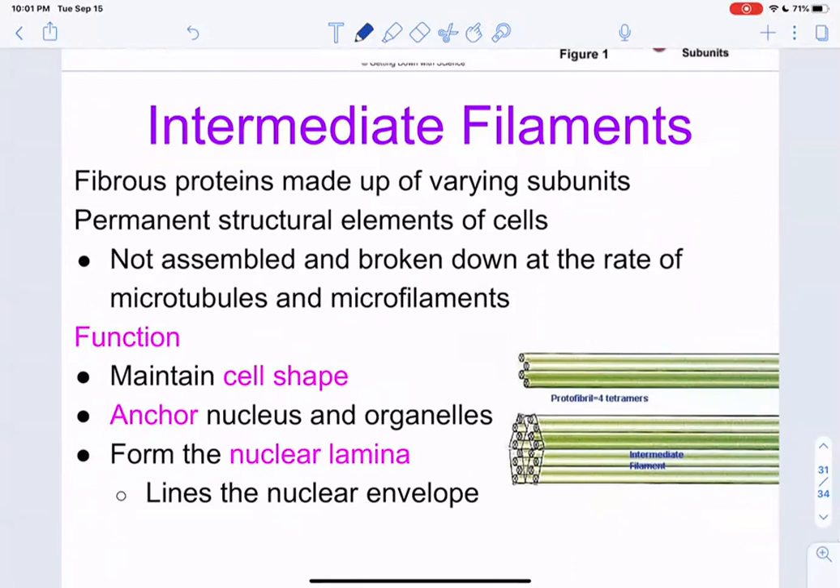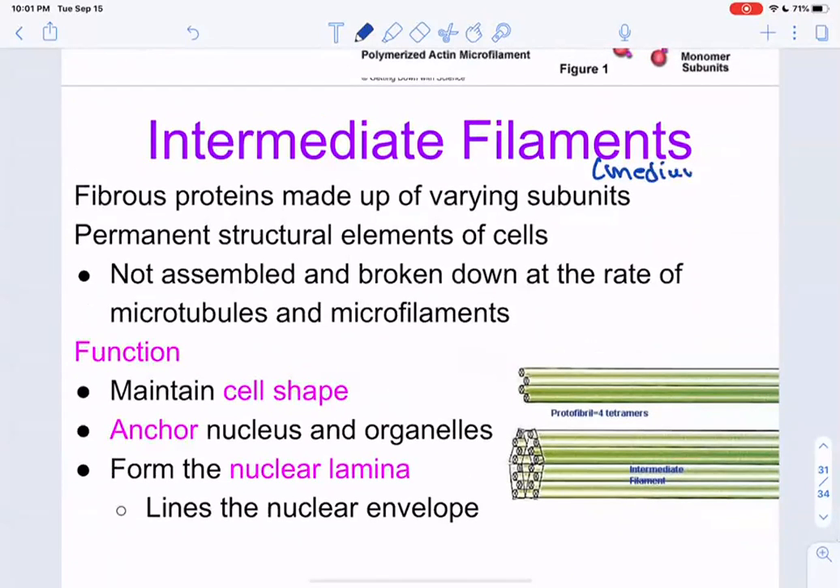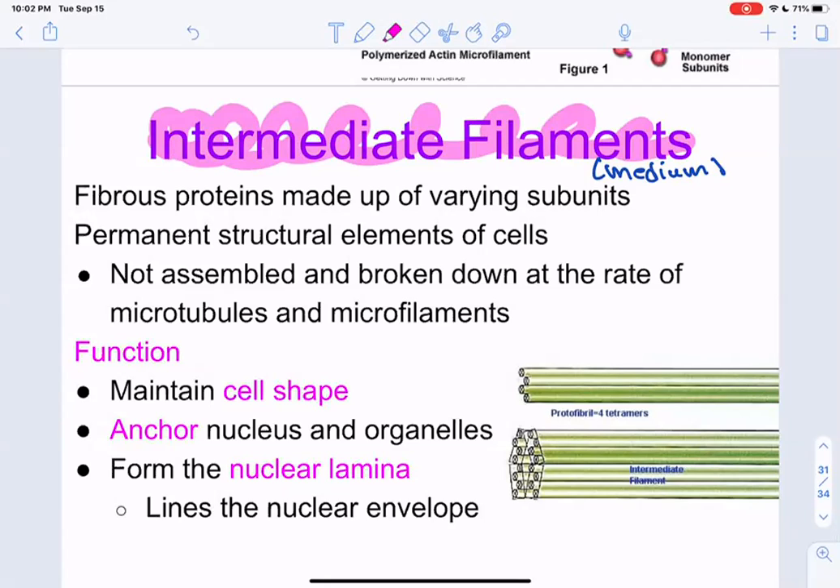So intermediate filaments are going to be the medium-sized ones. These are fibrous proteins made up of varying subunits. They're more permanent structural elements. They're not meant to be broken down frequently. They're there more permanently. Their functions are to also help with cell shape.